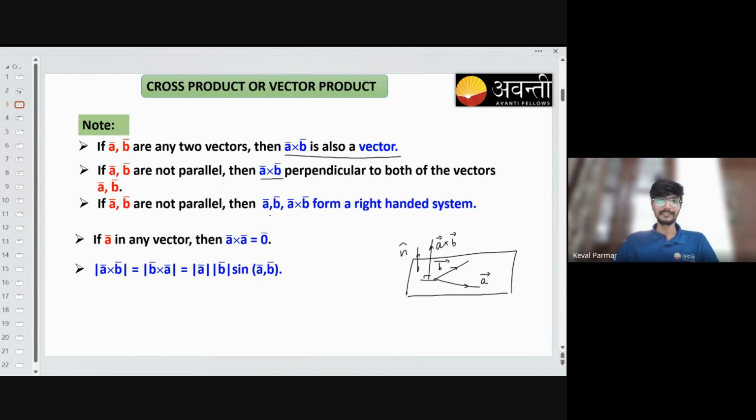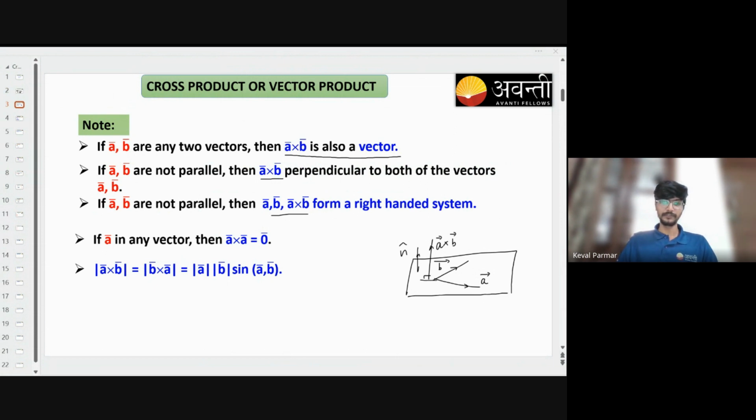Let's see next. Yeah, this we already said. A vector, B vector, and A cross B form a right-handed system. That means we can get the direction by using the right-hand screw rule. Correct? We can get the direction by using the right-hand screw rule.